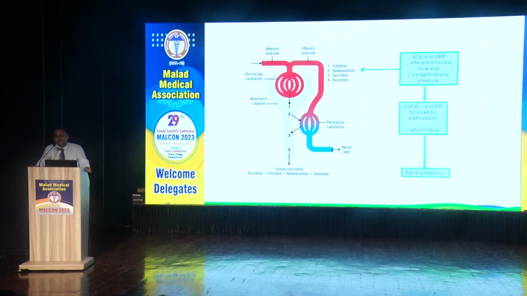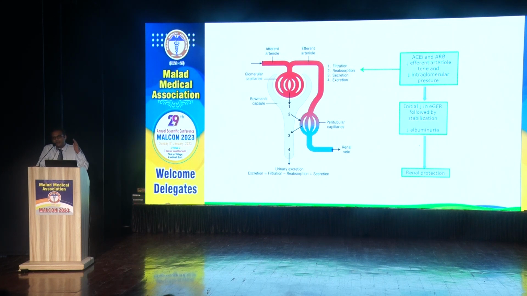Briefly, as we discussed on the first slide, there is afferent vasodilatation and efferent vasoconstriction. That's the basic pathophysiology. So all diabetic kidney patients should be on a renin-angiotensin blocker, either ACE inhibitor or ARB, because that's the class of agent which reverses the basic pathophysiology.